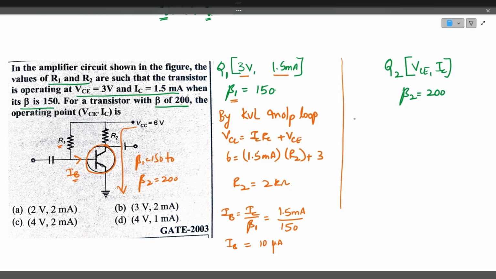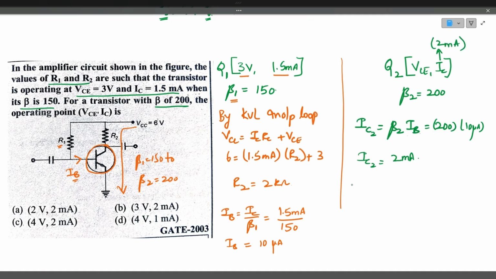If the transistor is replaced, what will be the new collector current? IC2, the new collector current, is beta 2 into IB. The base current remains the same. Beta 2 is 200, and the base current is 10 microamperes. So the new collector current is equal to 2 milliamps. This value is found.